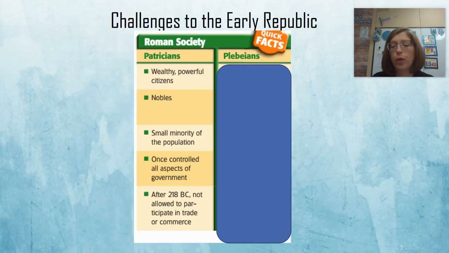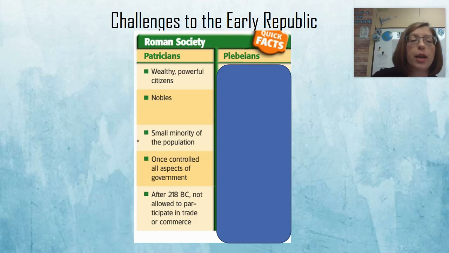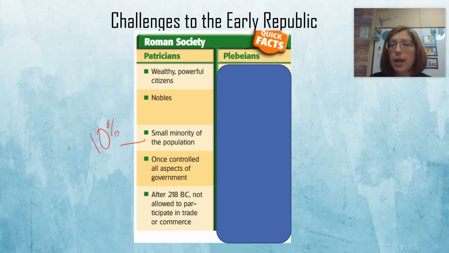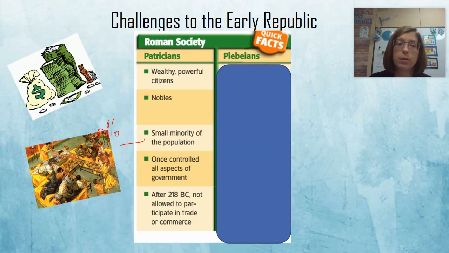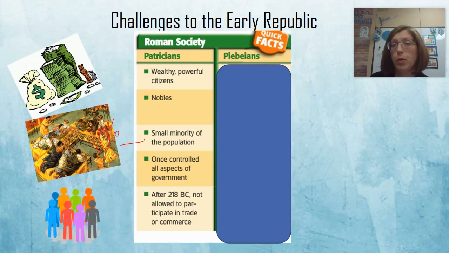Okay, challenges to the early republic. The patricians. These were your wealthy, powerful citizens. These are your upper class. They were nobles. They made up a small minority of the population. This is where I want you to write 10%. They were only 10% of the population. So you got 10% of the population controlling everything. They controlled all aspects of government, and after 218 BC were not allowed to participate in trade or commerce. Here are some pictures to represent the patricians.